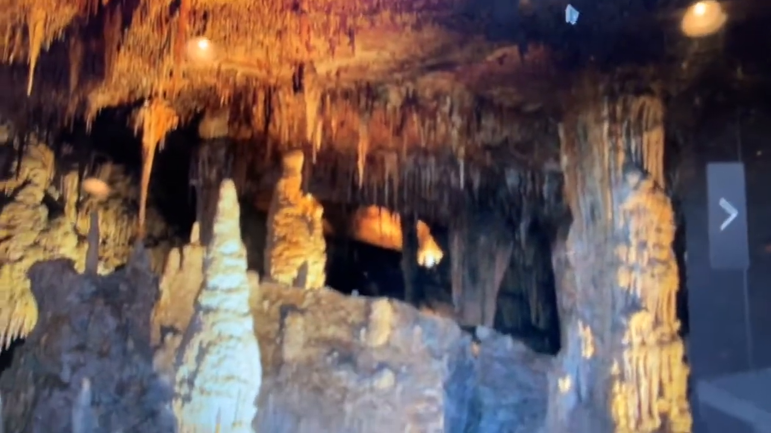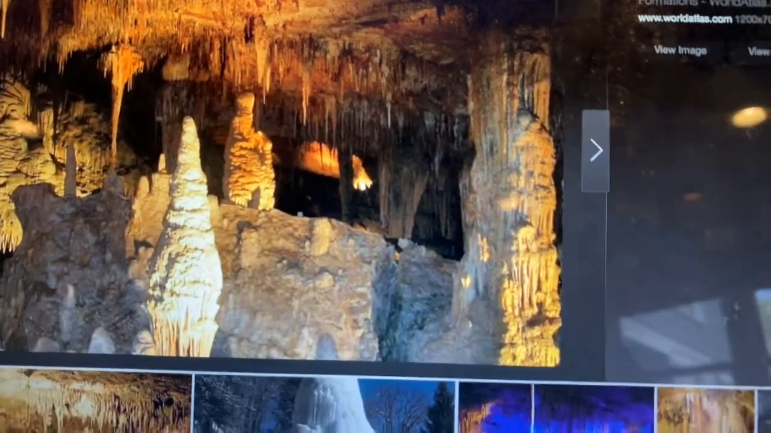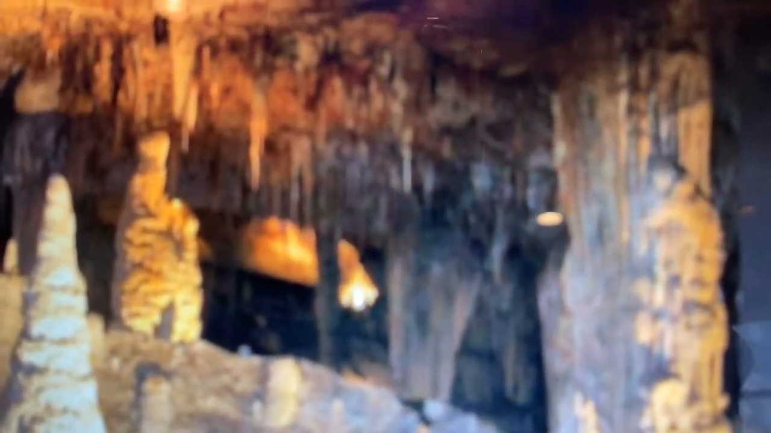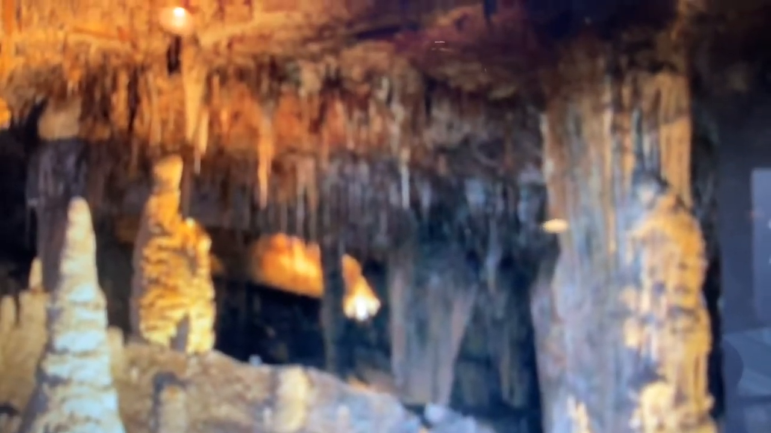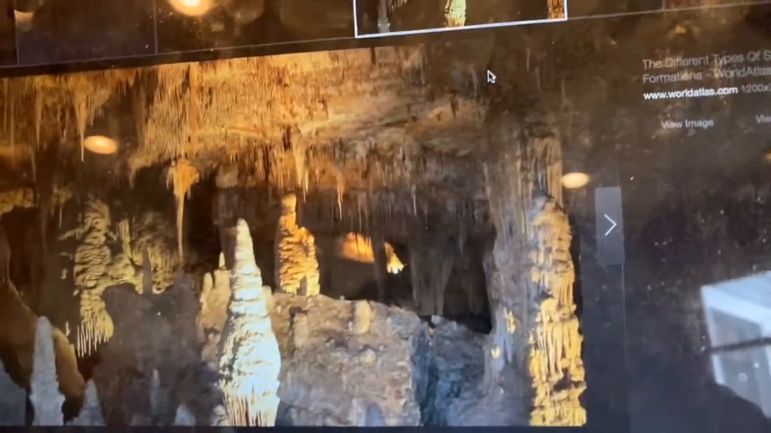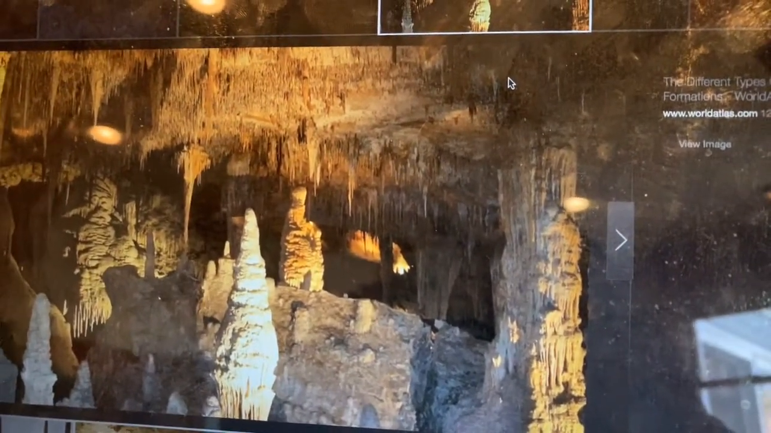Now the cool thing about the difference in them, besides being from the top and from the bottom, is that a stalactite is generally pointy like an icicle would be, but if you look at the top of a stalagmite, they're more flat.